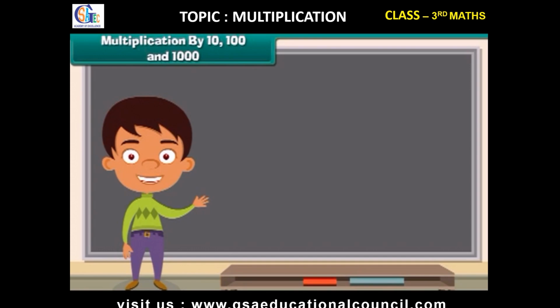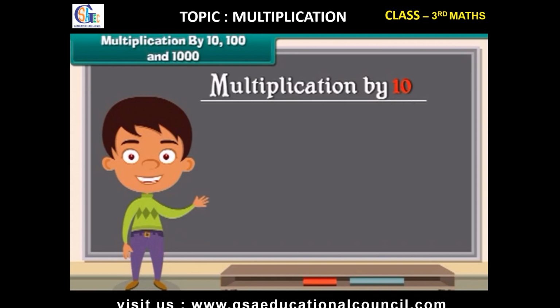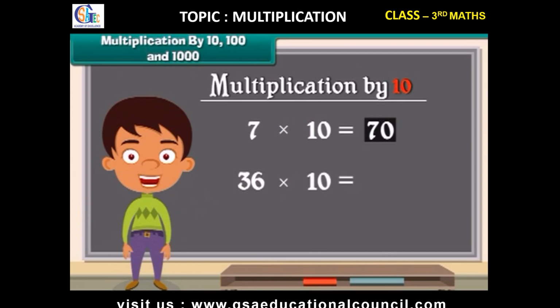Multiplication by 10, 100 and 1000. Let us now learn how to multiply numbers by 10, 100 and 1000. When we multiply a number by 10, we add the 0 in the 10 to the right of the number to get the result. Let us multiply 7 by 10. Add 1 0 to the right of 7 to get the result as 70. By the same logic, 36 multiplied by 10 is 360. 47 multiplied by 10 is 470.